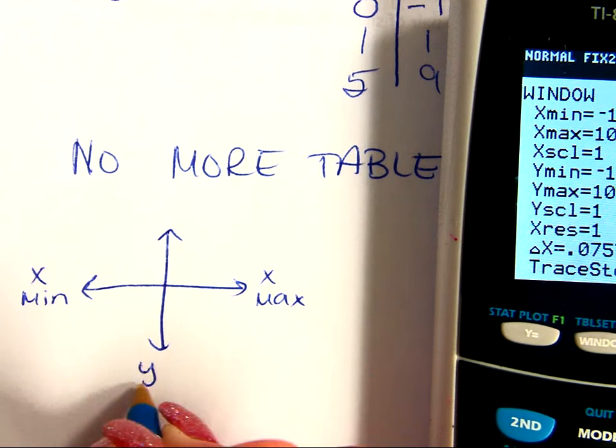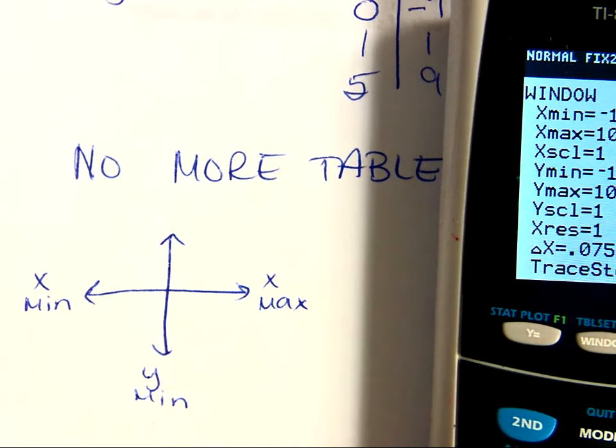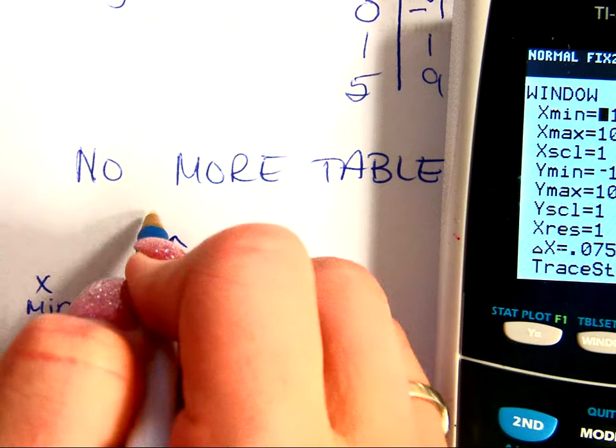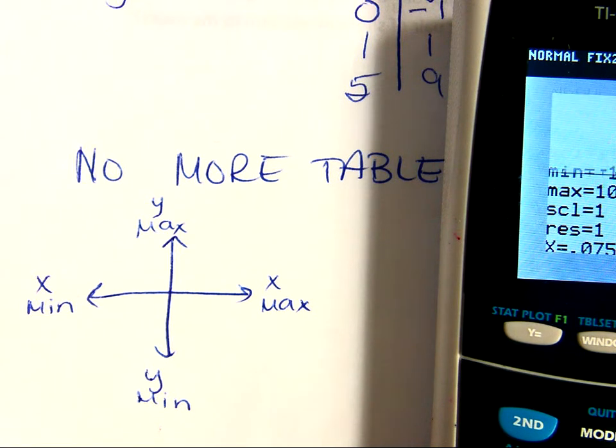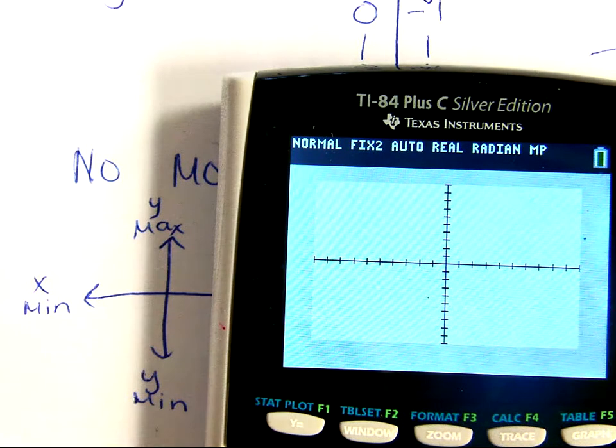You can guess. Your y min means that's the lowest value you want your y to be, and this is your y max. I'm showing you this because when you set your window, it's really important, because what if I say, I don't want all 4 quadrants showing. I just want quadrant 1. I'm dealing with time and money. I don't need to have any negatives for right now.